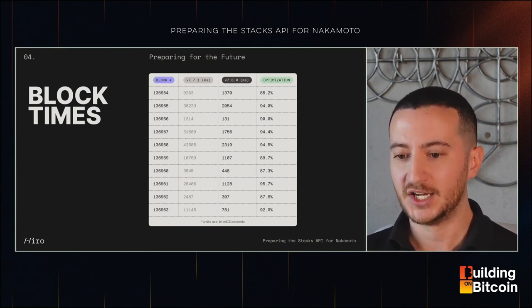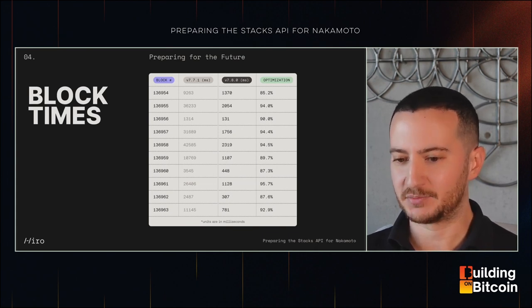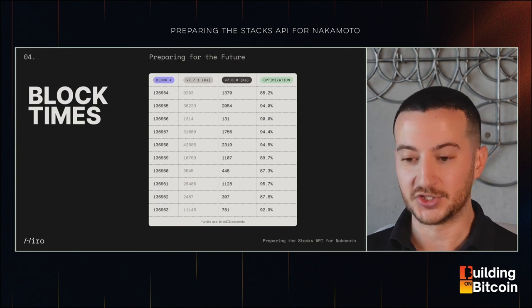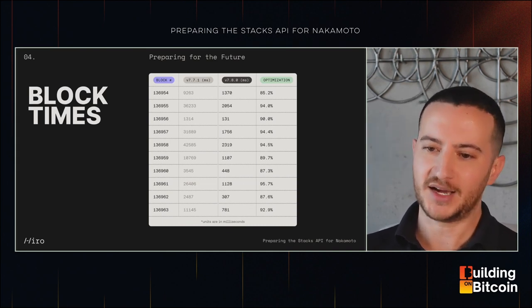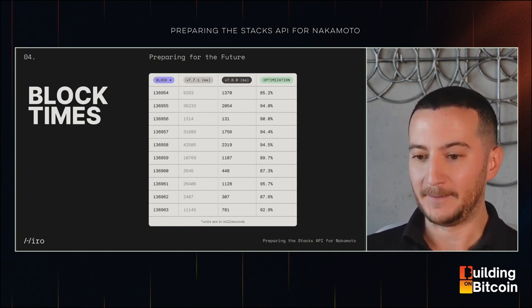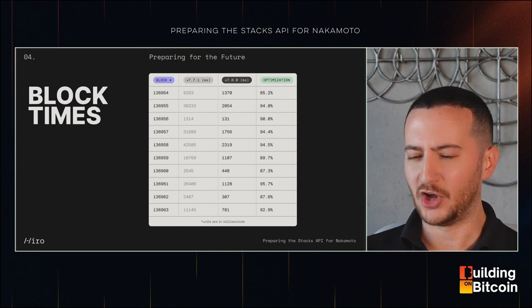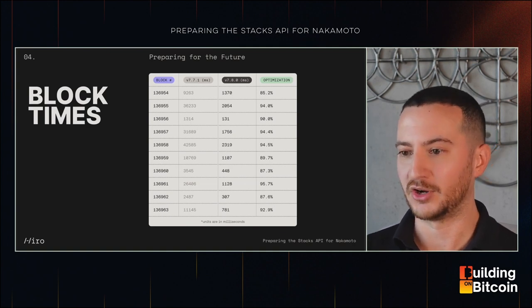So as you can see, some of them have close to 96% of optimization, which is just crazy. So a block that took 26 seconds to be consumed by the previous API is now consumed in a little over a second, which is a massive improvement. So yeah, we did a lot of testing for this release, and we are now confident that we are going to be able to handle Nakamoto blocks correctly.